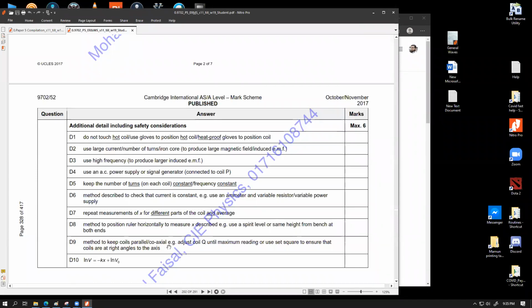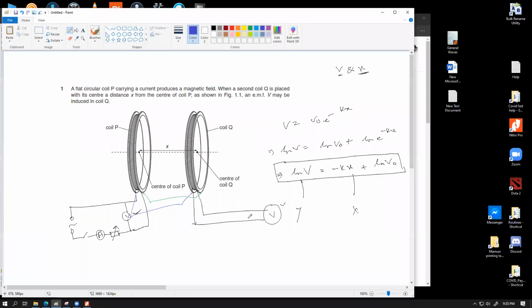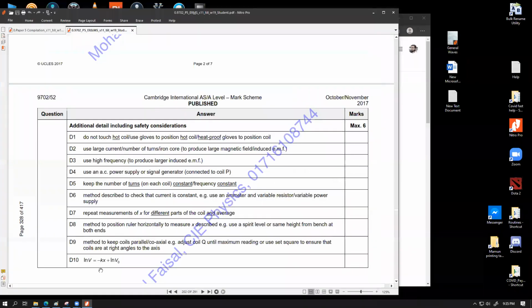Method to keep coils parallel or coaxial. Example: adjust coil Q until maximum reading, or use a set square to ensure that the coils are at right angles to this axis. This is a default data that we discussed for the earlier question, which is not here anymore because I deleted this part. So earlier, we have to make sure that the coils are perpendicular to each other, parallel to each other, and also perpendicular to the bench with the help of a meter rule and set square. You can essentially go ahead and describe that.